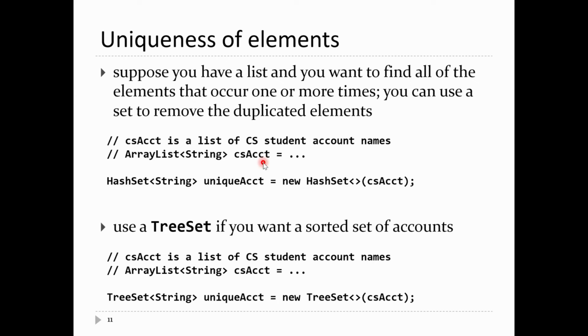But if I take the list and pass it to the set constructor, what the set constructor does is it takes every element in the list and tries to add it to the set. If it finds a duplicated element, it doesn't add the element a second time. It just keeps on going and processes the rest of the elements. And so unique account is a set of all the unique accounts. If you want a sorted set of unique accounts, you just call the tree set constructor instead, or you just make a tree set instead, and that gives you a sorted set of unique account names.